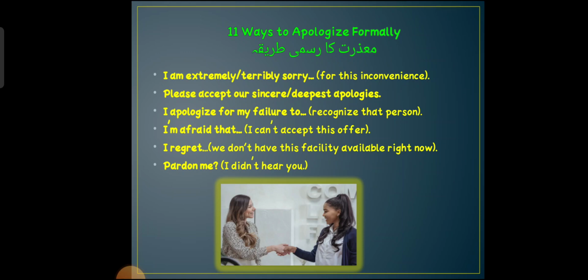The very first expression can be: I'm extremely or terribly sorry for this inconvenience. Let's suppose ये जो bracket में है these are the different examples. Now you may have some other examples as well according to your situations. ठीक है? So the first expression is I'm extremely or terribly sorry for this. Okay, the next is: please accept our sincere or deepest apologies. Now this is something different other than the first one. Please accept our sincere or deepest apologies.